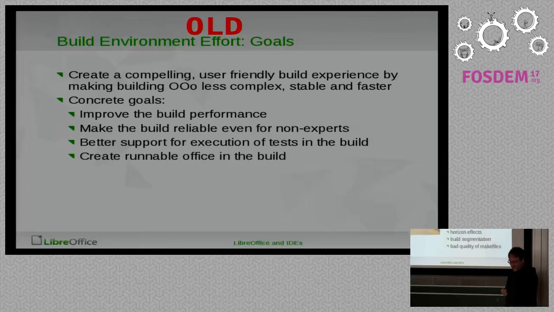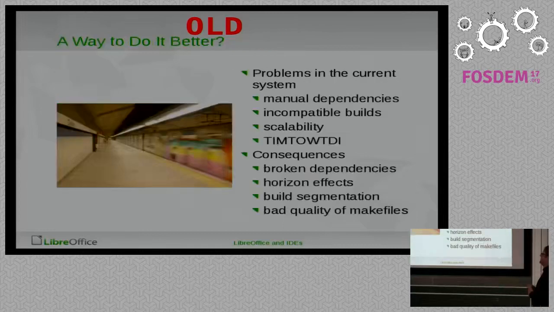It might not look like that if you're building LibreOffice now, but you have to think about how OpenOffice was building at the time. There were many things that were broken there. There were manual dependencies, incomplete dependencies, and incompatible builds, which means that you could build one part and you had to know which part would change if you changed that, and if you didn't, horrible things would happen, and all kinds of other issues. So those were the goals we had back then.